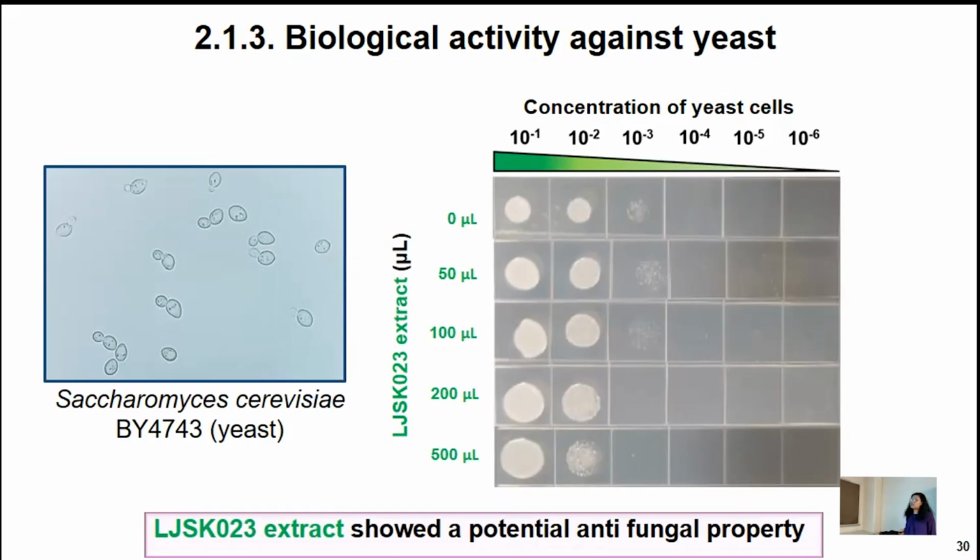Specifically, we used the yeast strain Saccharomyces cerevisiae BY4703, because it's a model organism for eukaryotes. So, different concentrations of yeast cells and different concentrations of the extract. At 10 to the power minus 3 concentration of the yeast cells, we noticed the growth was inhibited when it was treated with 200 and 500 microliters of extract. So this also supported that maybe the compound being produced is bioactive and has antifungal properties.